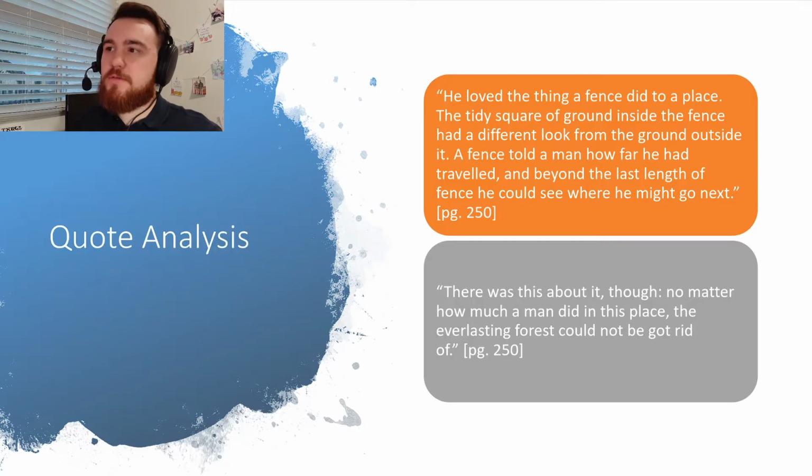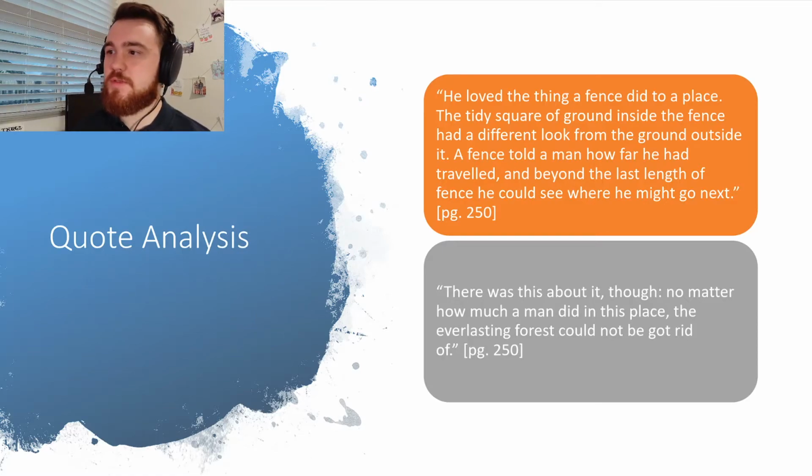And the reference to a tidy square of ground, it's kept to a specific criteria of the person. A fence told a man how far he had traveled. So it's a sense of dominance to have this fence up of nature. And beyond the last length of fence, he could see where he might go next. Moving on to the next quote, which comes after this idea of a fence.